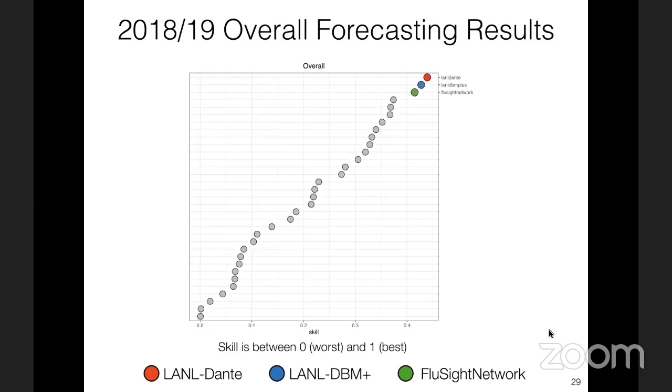All the ensemble models that have participated in the FluSight Challenge, they don't always do the best, but they're almost never in, say, the bottom half of the models. So for a very risk-averse agency like the CDC, an ensemble has a lot of appeal to it.